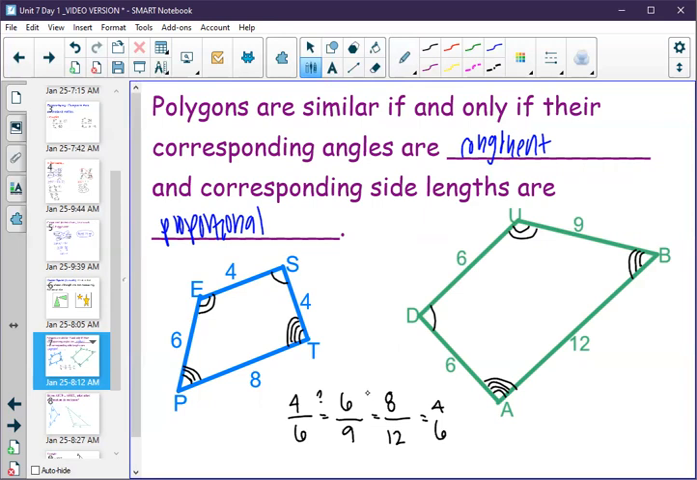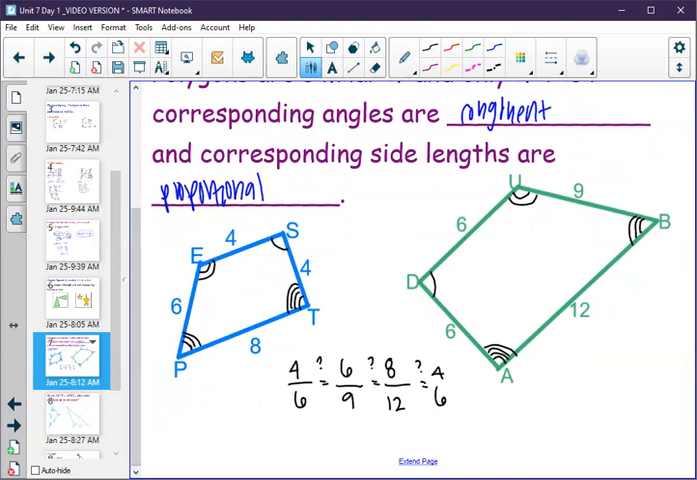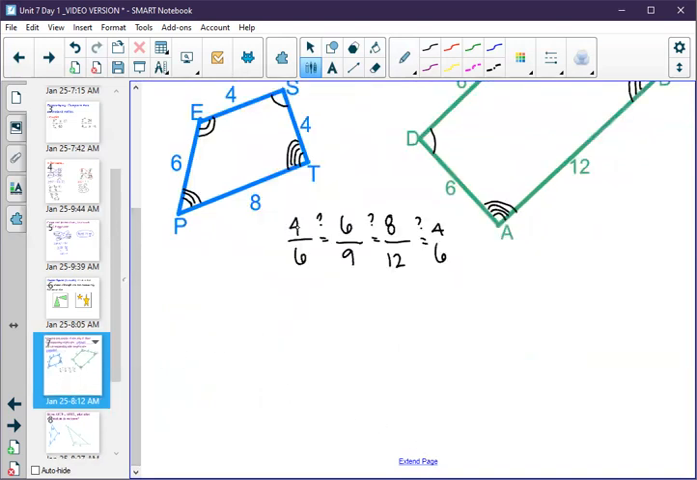Now, I am not sure if those are equal. I'm checking, so I'm putting a little question mark. And I want to go ahead and reduce each of these fractions. So 4 over 6, those are both divisible by 2, so we get 2/3. 6 over 9, those are both divisible by 3, we also get 2/3. 8 over 12, divisible by 4, 2/3. 4 over 6, also 2/3. So because each of those ratios reduced to 2/3, we know that those side lengths are proportional. So we can say these figures are similar.